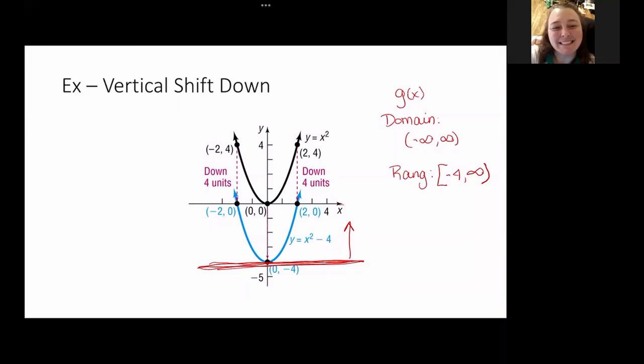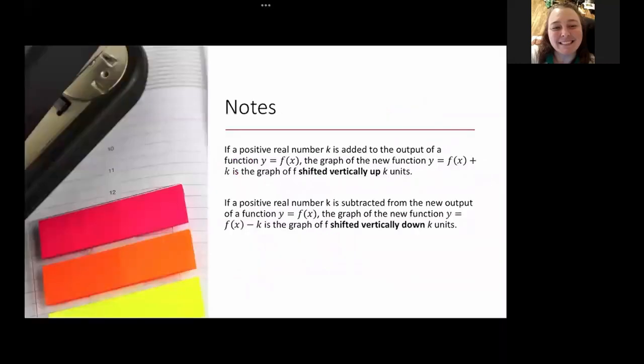So let's take a look at some notes regarding shifting our graphs. If we have a positive number k added to the output of the function, it's going to shift vertically up k units. So for our example 1, it was a positive 3, so it went up 3 units. Now, if a positive real number k is subtracted from the function, it's going to shift vertically down k units. So for our example, we had a minus 4, so we shifted down 4 units.